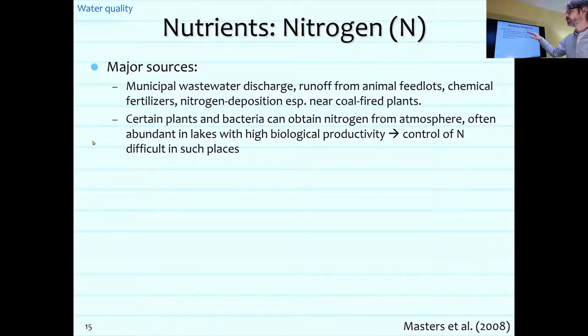Looking in a little bit more detail at the two major pollutants that I discussed a few slides ago, we have first nitrogen. And so the major sources of nitrogen are municipal wastewater discharge, runoff from animal feedlots, chemical fertilizers, and nitrogen deposition, especially near coal-fired power plants. Certain plants and bacteria can also obtain nitrogen directly from the atmosphere. These are often abundant in lakes that have high biological productivity, and this, of course, because they're fixing it from the atmosphere, makes the control of nitrogen difficult in those types of places.